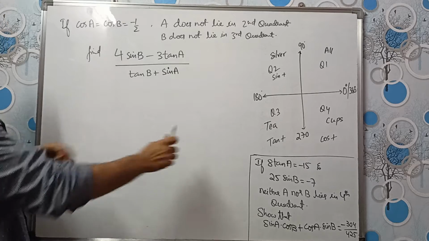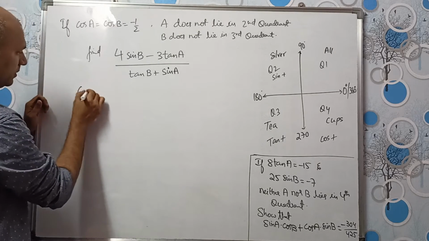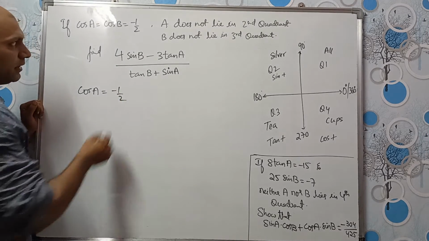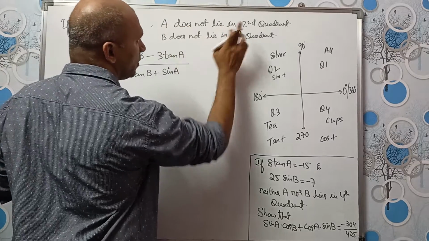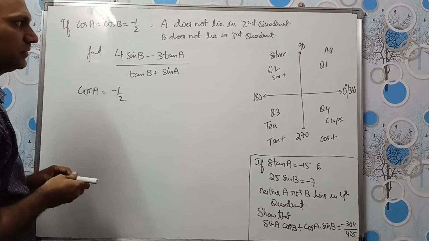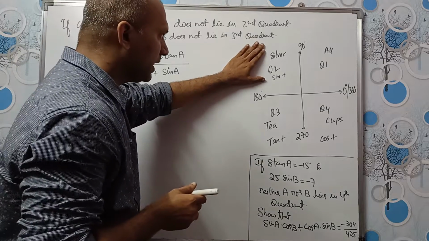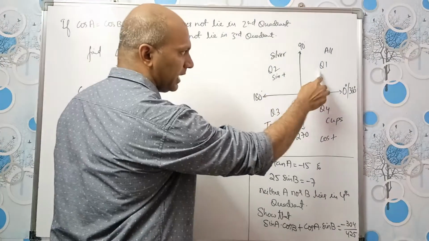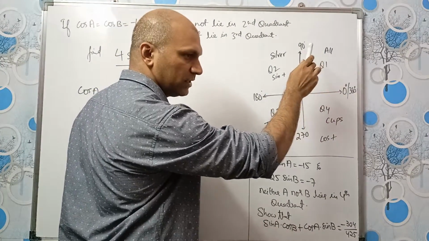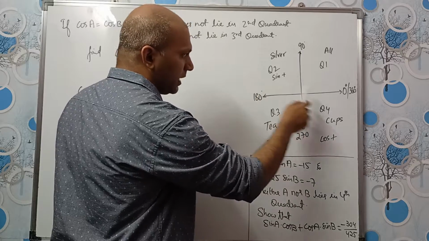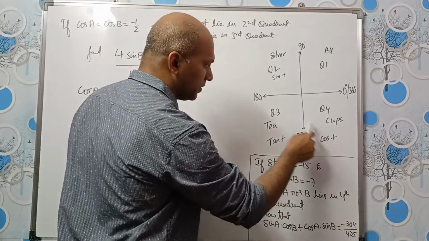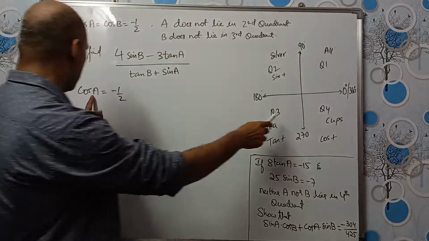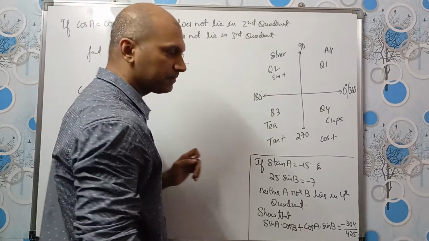Right. Now, see, let us write cos A is minus 1 by 2. Okay. It is clearly mentioned that A does not lie in the second quadrant. Alright. See, A is not lying here. And cos is negative. That means A is not lying in the first quadrant also, because all are positive in the first quadrant. Okay. And in the fourth quadrant, cos is positive, which means A should lie in the third quadrant.